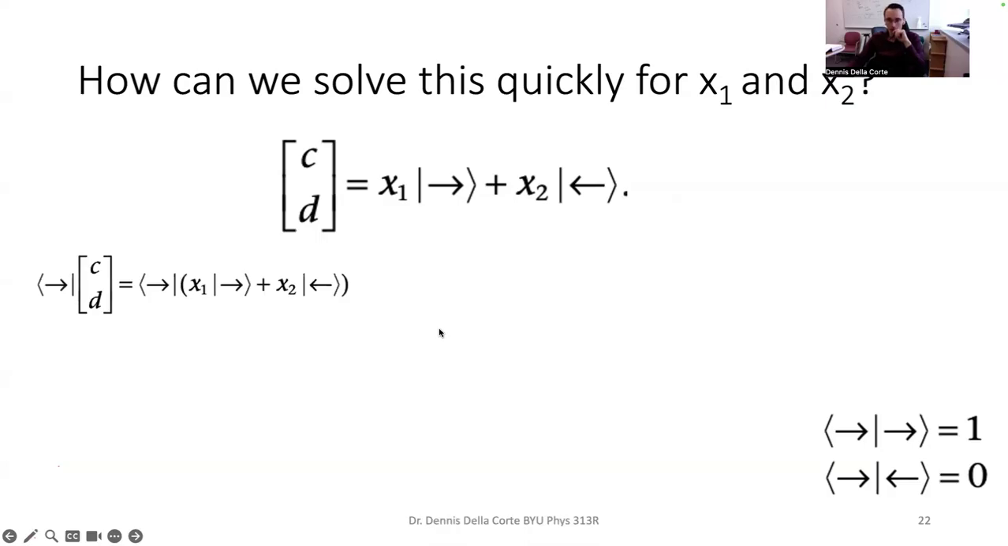Here's the math, the trick that we can pull. We can just take this expression and multiply it on both sides with the vector pointing to the right as a bra. Linear algebra tells us when I have an equation and I multiply the left side with the same as the right side, the equal sign is still true. Okay, so you notice here that we just wrote this guy in front of the left side and this guy here in front of the right side. Now, when we do the multiplication, what do we end up getting?